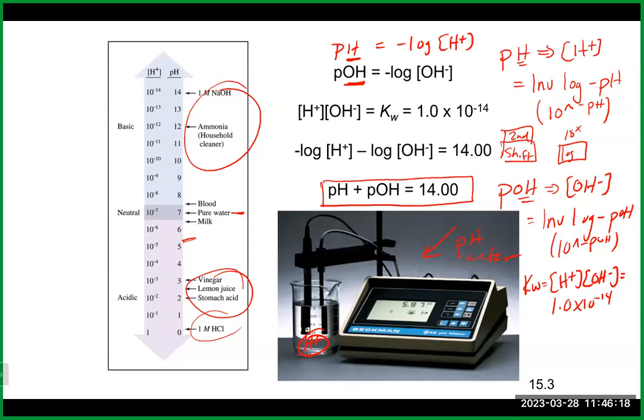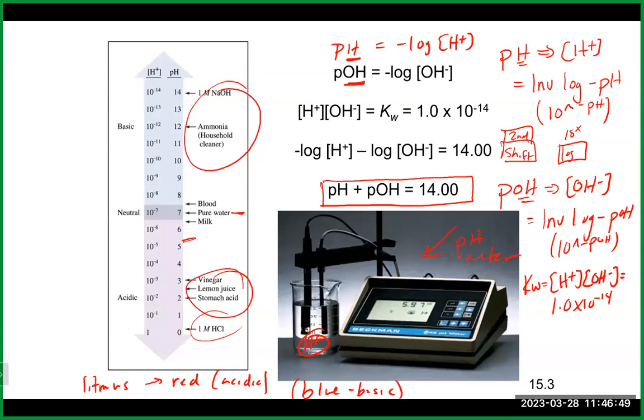We also use litmus paper sometimes. It doesn't give us an actual value for pH, but we do use litmus paper to tell us if it's acidic or basic. A reminder that if litmus paper turns red, it's acidic. And if litmus paper turns blue, it is basic. So again, it doesn't give you a pH value, but it will give you an idea as to whether or not your solution is acidic or basic.